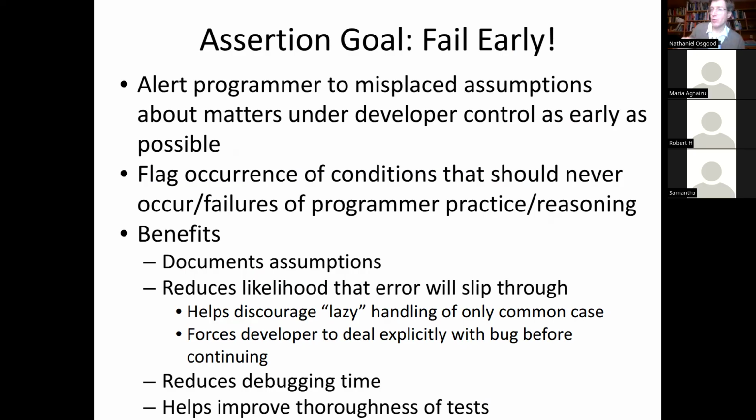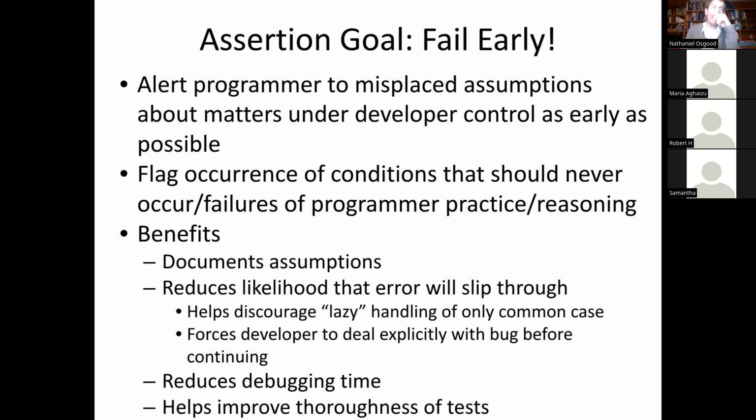These are not about what the user has done, like the user should never enter a value outside of the range 18 to 100 for their age. No, you have to handle user inputs in a way that dignifies users, gives dignity to users. We can't say we will not handle users who fail to comply. What assertions flag are problems with our reasoning, things that are under developer control and just ain't so. They fail to adhere to what's agreed upon or what our understanding is. They flag occurrence of conditions that should never occur. We're counting on that.